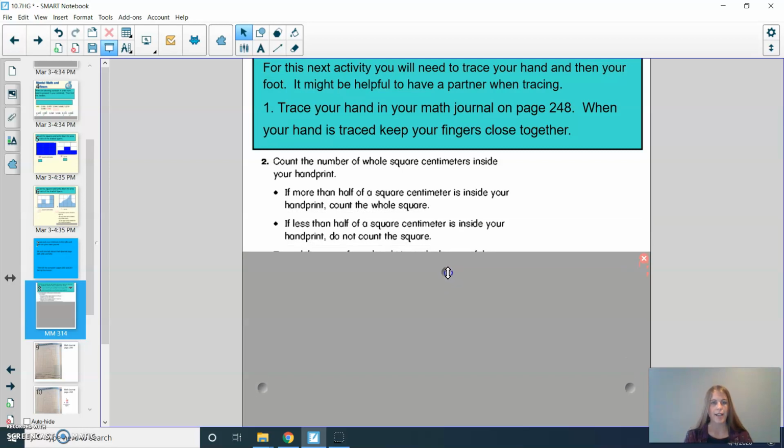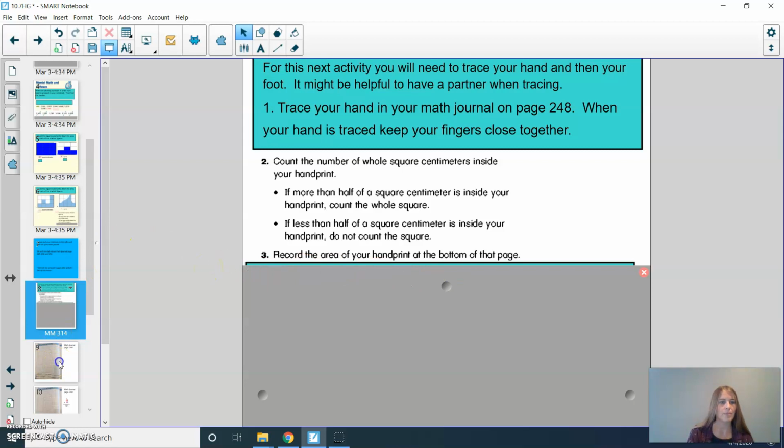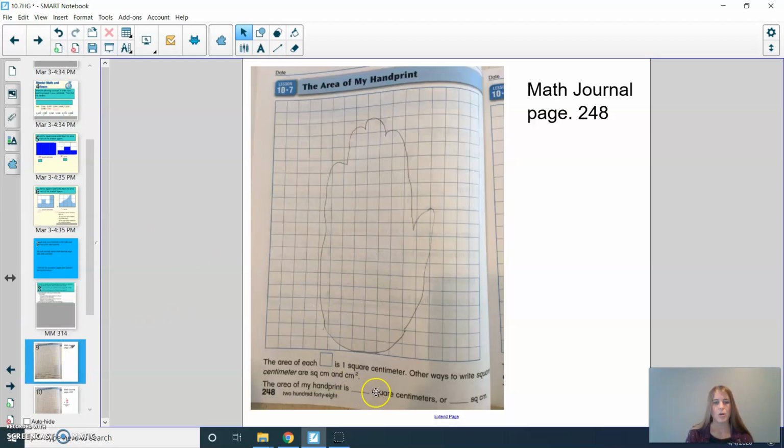When we're finding the area, we're going to count the number of whole squares inside of our handprint, and that's going to tell us how many square centimeters our handprint is. Remember that tip from earlier in the video. If more than half of a square is inside your handprint, we're going to count that whole square. If less than half of the square is inside your handprint, do not count that square. When you have that, we're going to record our area on our handprint at the bottom. Why don't you try and then press play to watch how I did it.